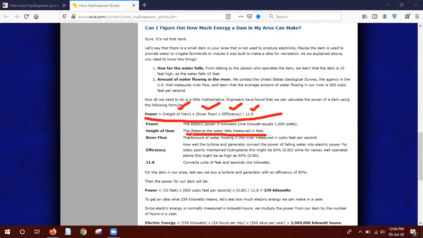Also, the river flow, the amount of water flowing in the river, is measured in cubic feet per second. That means per second, that is the important thing. And here, cubic feet.